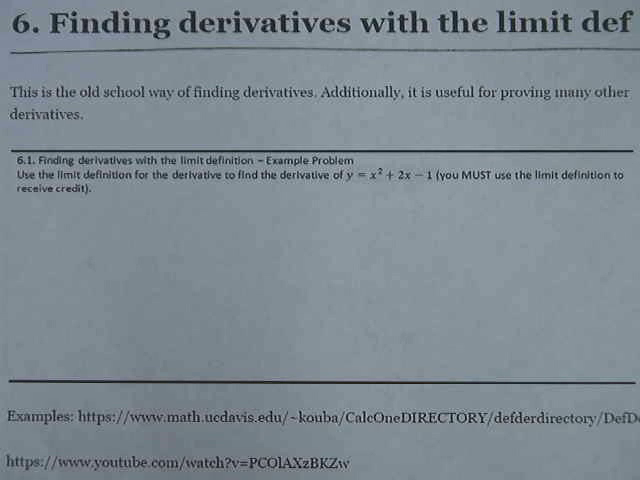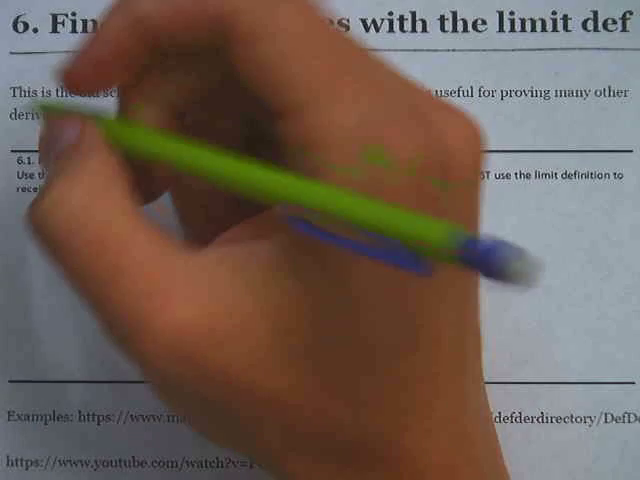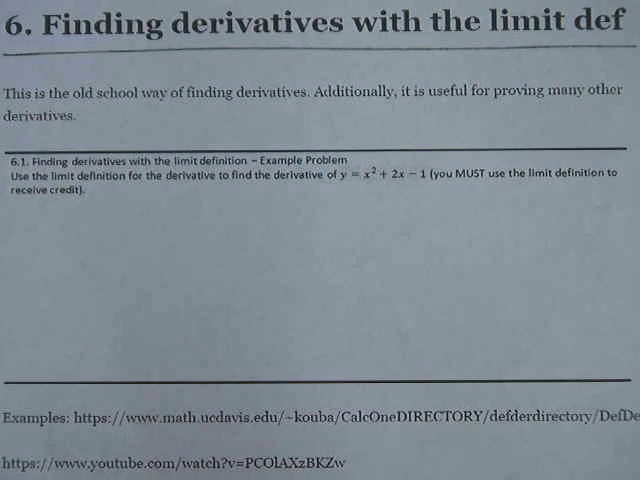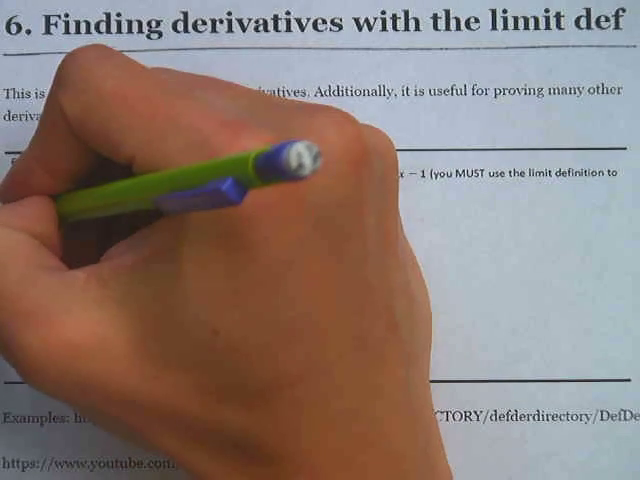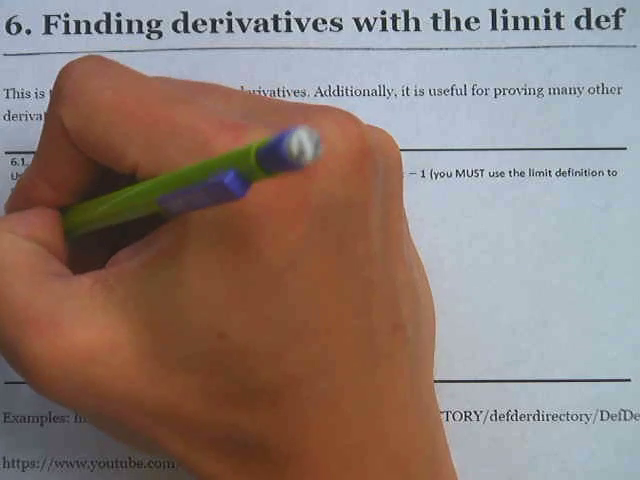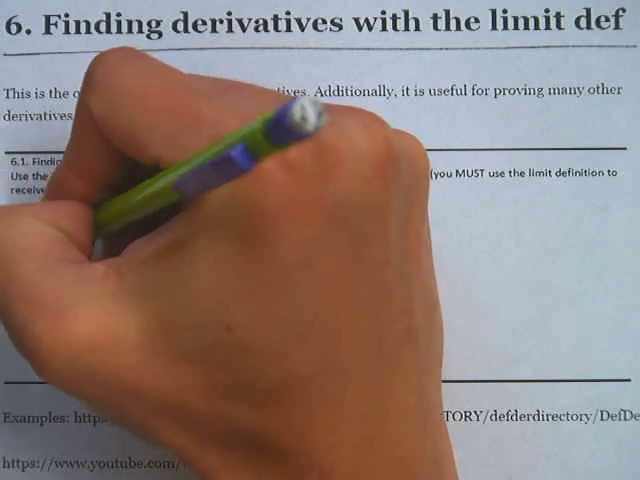All right, finding derivatives with the limit definition, section 6. Let's go about doing this. So, our equation, there's like two different ways this looks. First there's the way with delta x. This is the way your book does it.